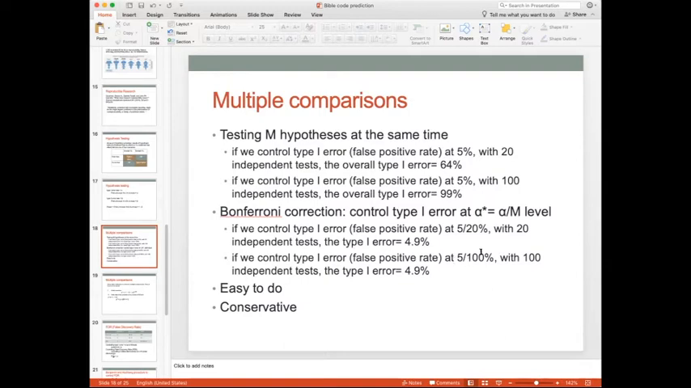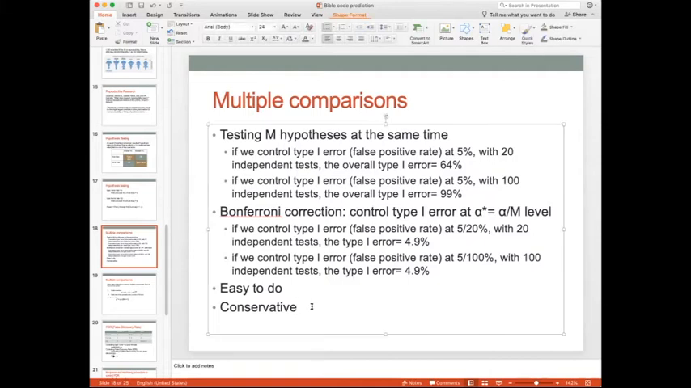And the same for 100 tests. With 100 tests, the Bonferroni correction says that we need to control individual tests at the 5 divided by 100% level. And so what this does is that with 100 independent tests, the overall type 1 error rate is also about 5%, it's 4.9%. So Bonferroni test works very well with independent tests. And it's also very easy to do because you just look at the number of tests and take 5% divided by the number of tests, and you know that's the significance level that you can declare.